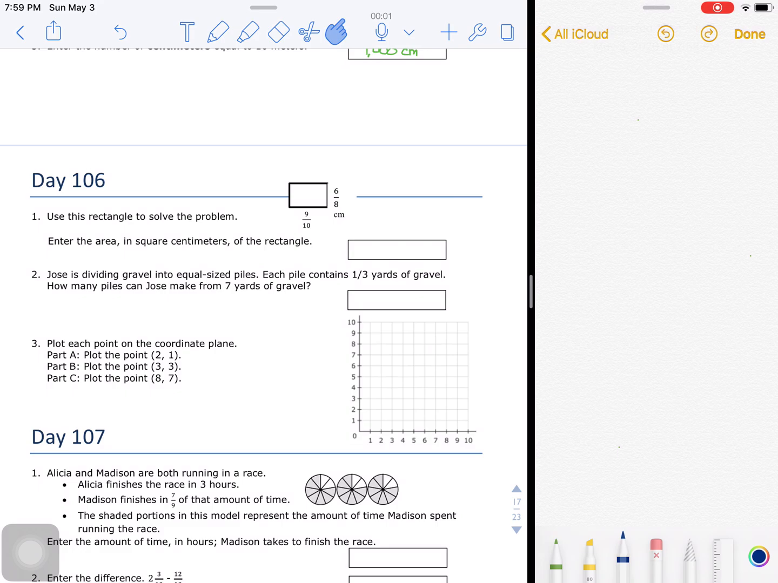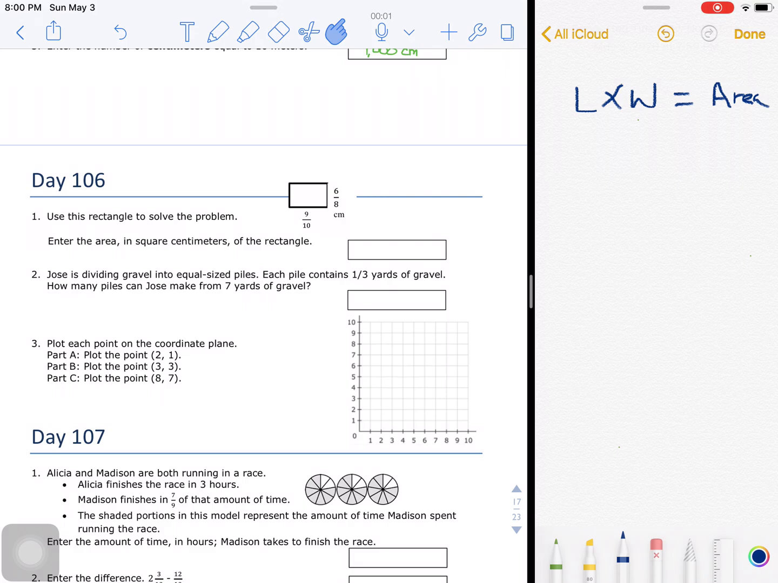So let's take a look at problem number 1. Use this rectangle to solve the problem. Enter the area in square centimeters of the rectangle. Well, the first thing we know is that when we find the area of a rectangle, we will multiply the length times width. And it doesn't really matter what the dimensions are, we will just follow that rule.